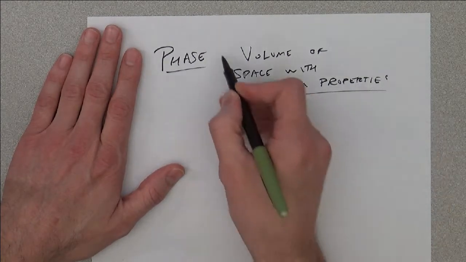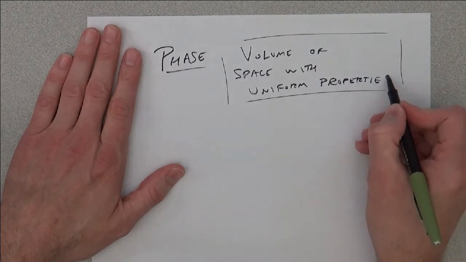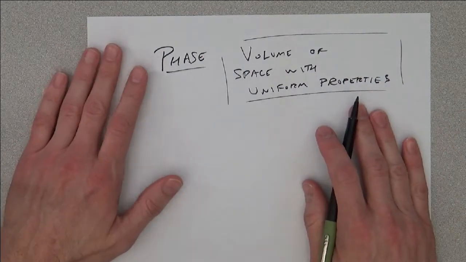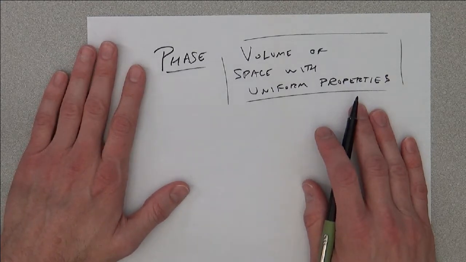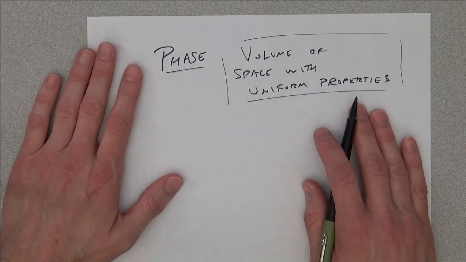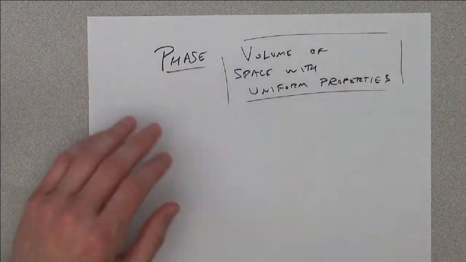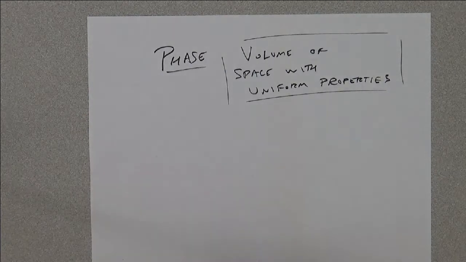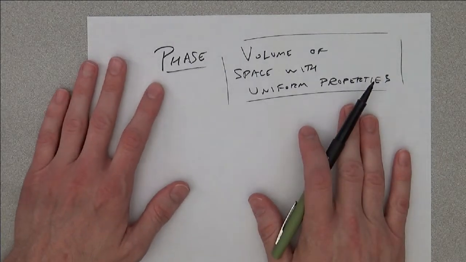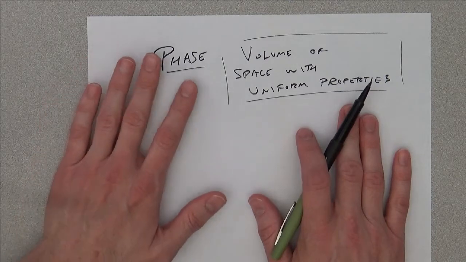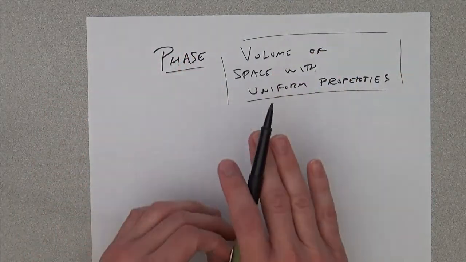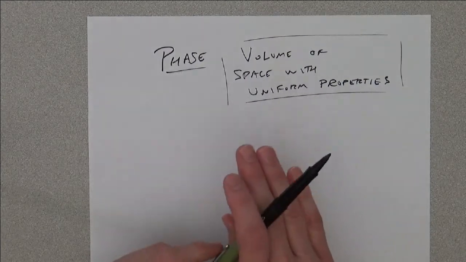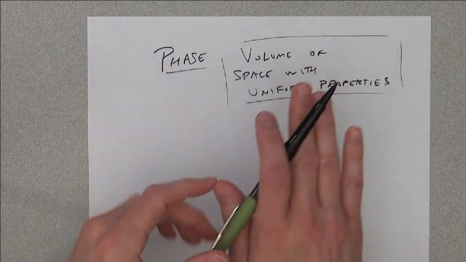And those properties are really determined by the nature of the materials we're looking at. For example, if we're looking at liquids, perhaps we're looking at the densities, or if we're looking at solids, perhaps we're looking at crystalline versus amorphous, or maybe different crystal structures. But regardless, we have to have some way to make a distinction.